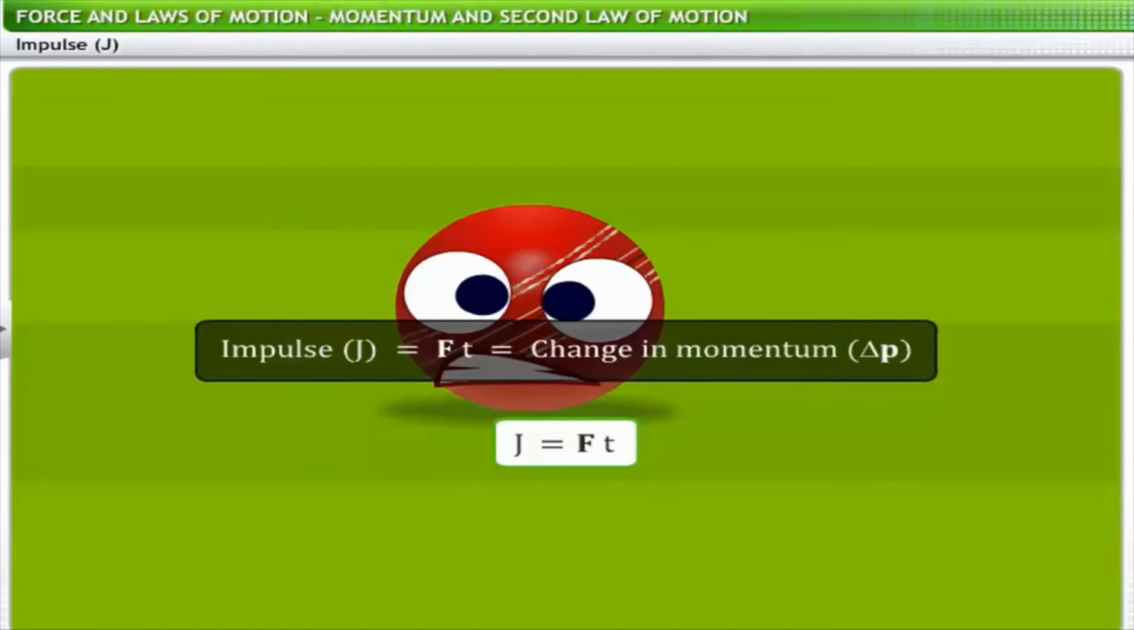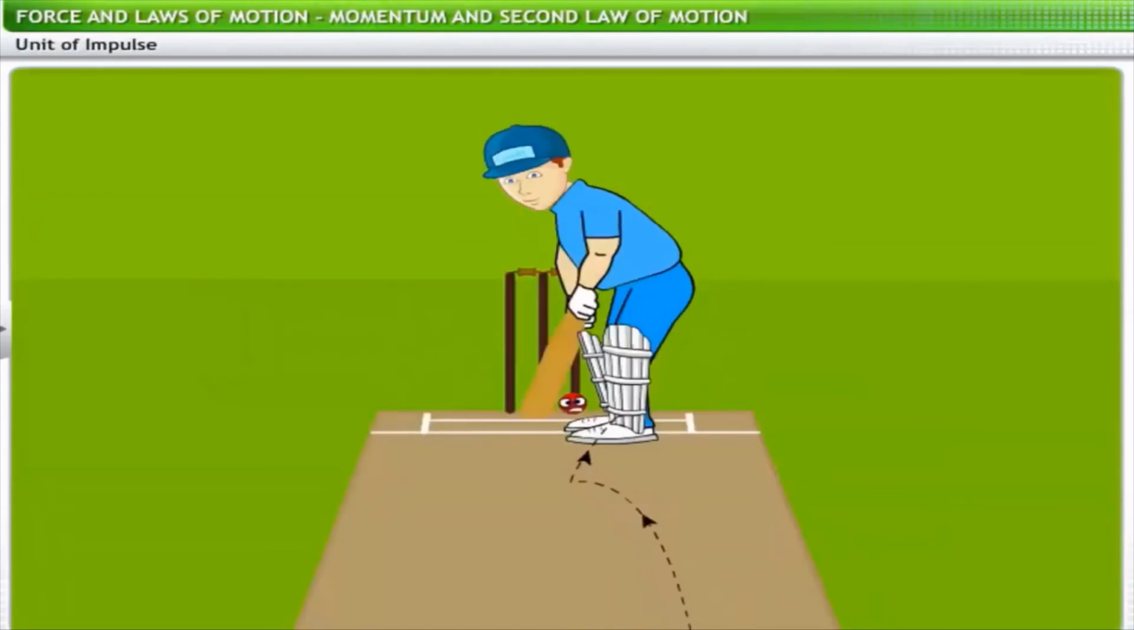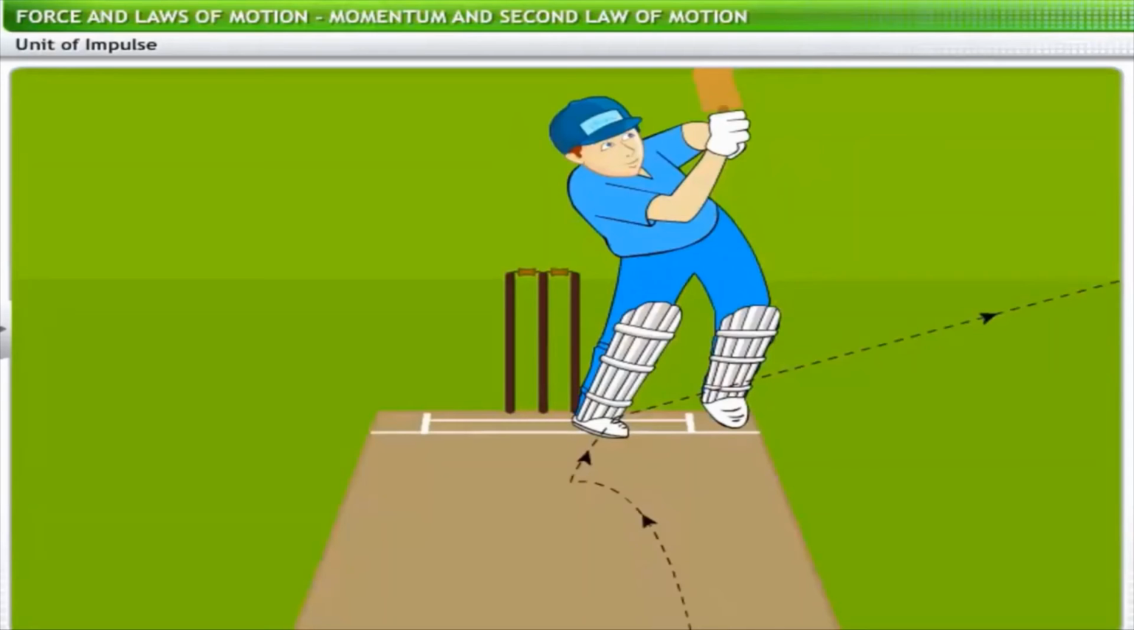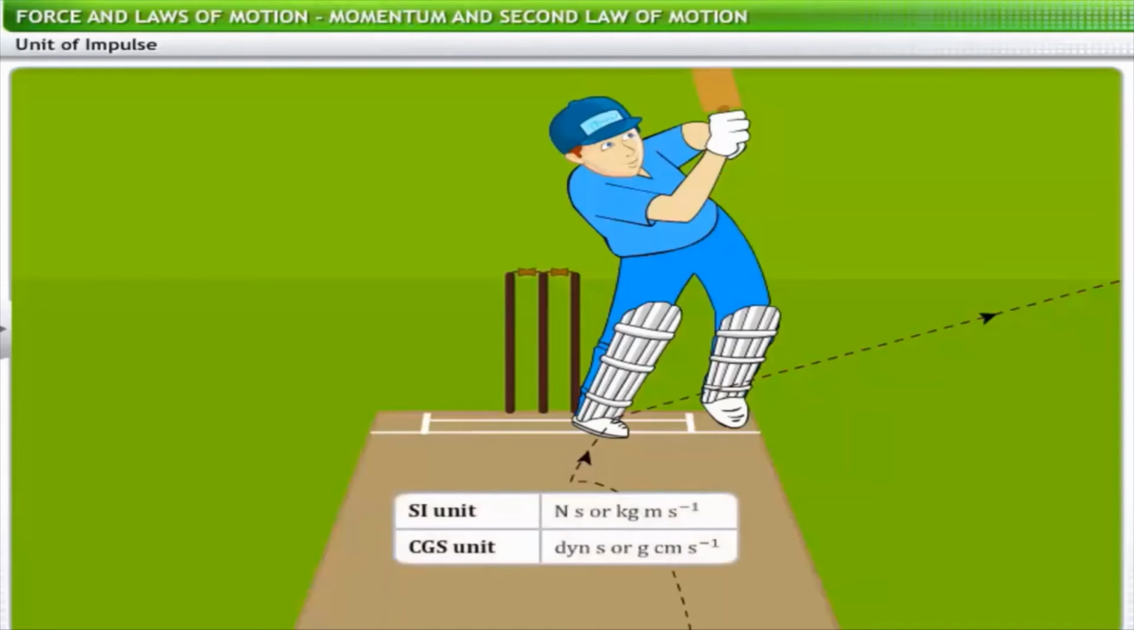Impulse is denoted by J and is measured as a product of force and time. As the impulse of a body is numerically equal to the change in its momentum, the unit of impulse can also be expressed by the unit of momentum. Thus, the SI and CGS units of impulse are Newton second and dyne second respectively.